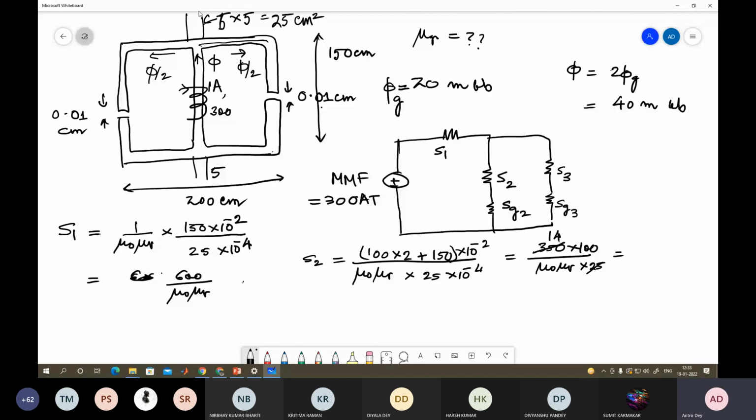So it is 1400 divided by mu 0 mu r, and S2 is equal to your S3. What is your SG1, SG2? SG2 is equal to 0.01 into 10 to the power minus 2 divided by mu 0 into 25 into 10 to the power minus 4. So what we are getting is 0.01 by 25, or rather we can write it as 1, because 0.01 into 10 square means 1, over 25 mu 0 mu r.